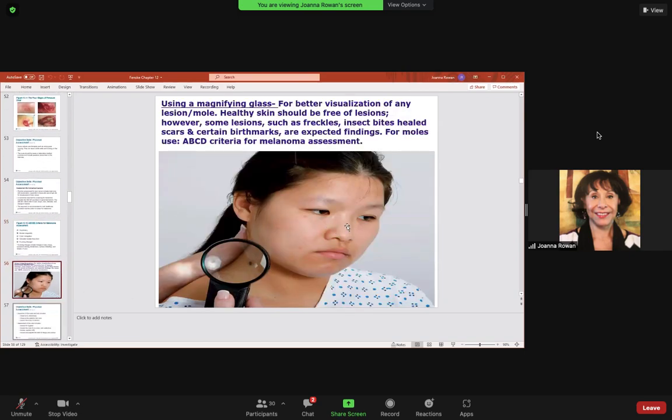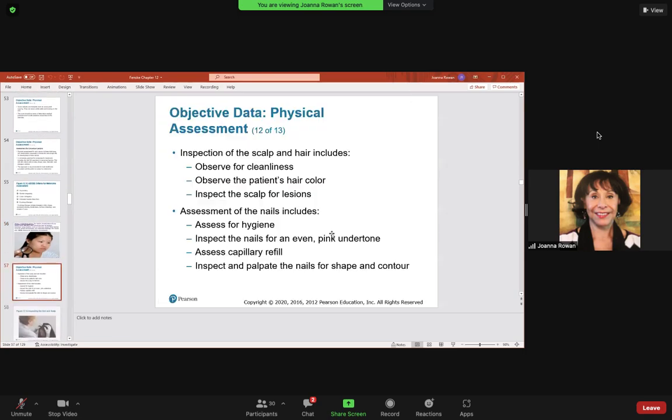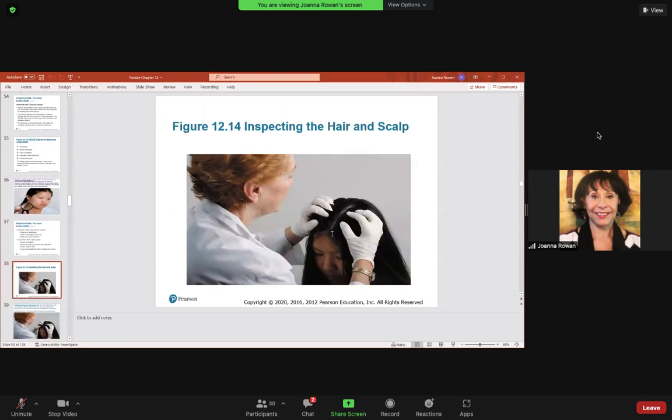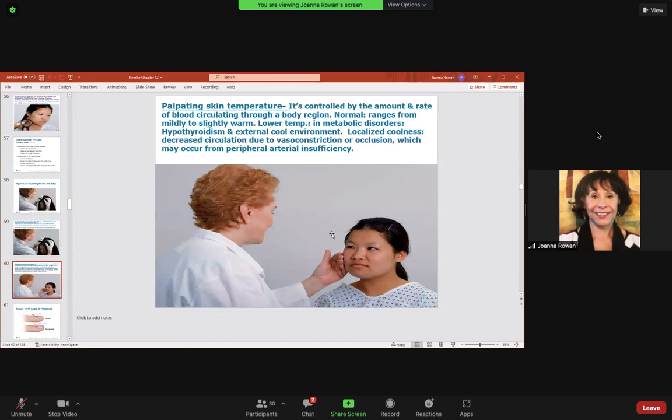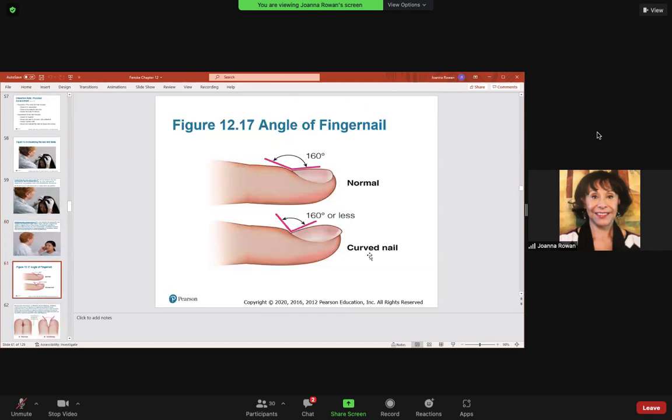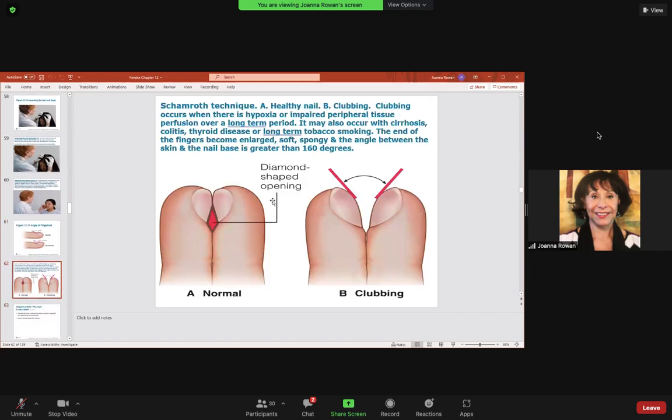This is how you use the magnifying glass in order to inspect the skin. This is just how to inspect the hair and the scalp. This is pertinent only for your physical assessment. This is how you take the temperature or palpate the temperature. Know the normal angle of the fingernail, because that will tell you when the person has clubbing. Make sure that you know clubbing.